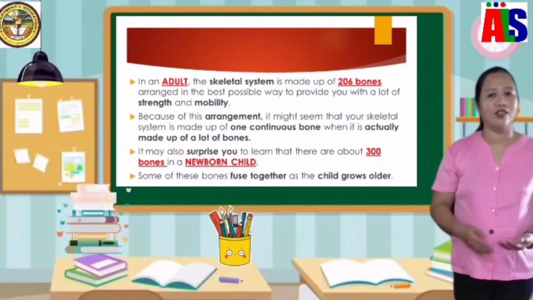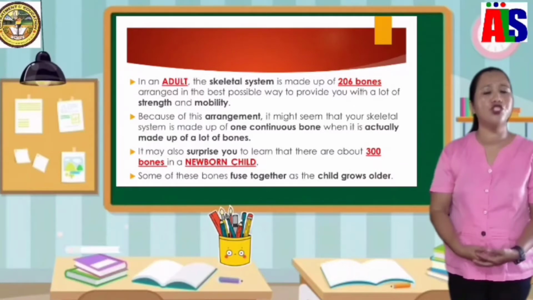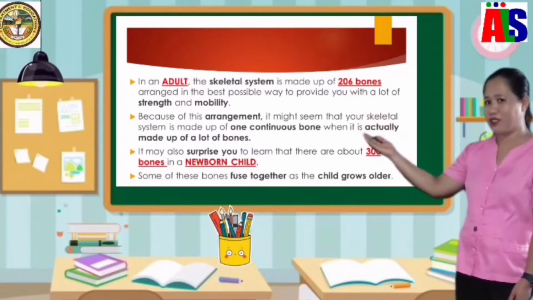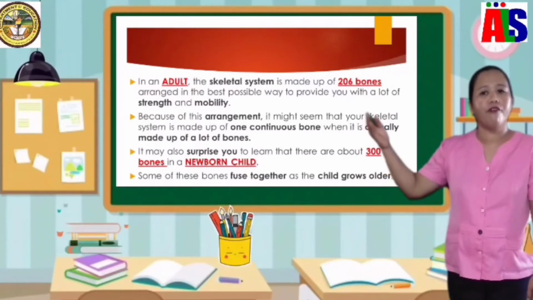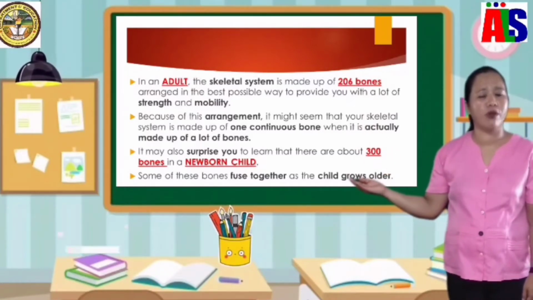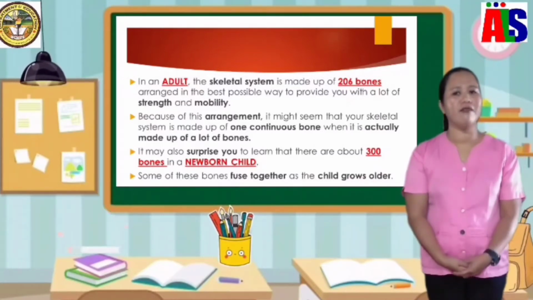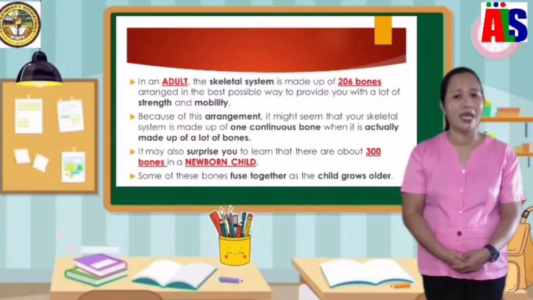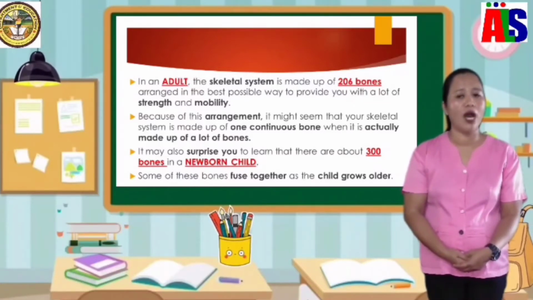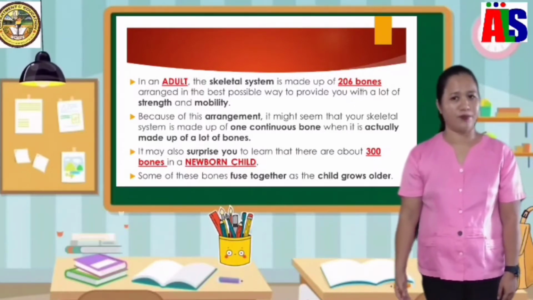In an adult, the skeletal system is made up of 206 bones, arranged in the best possible way to provide you with a lot of strength and mobility. Because of the special arrangement, it might seem that your skeletal system is made up of one continuous bone when it is actually made of a lot of bones.